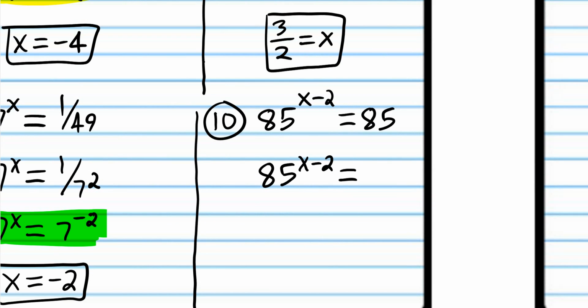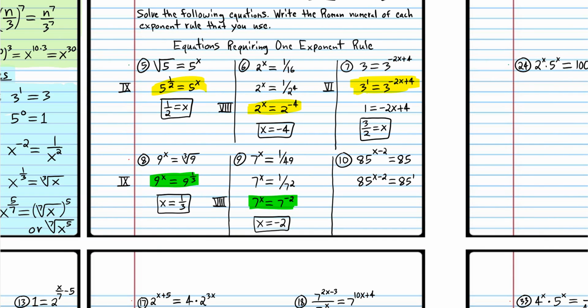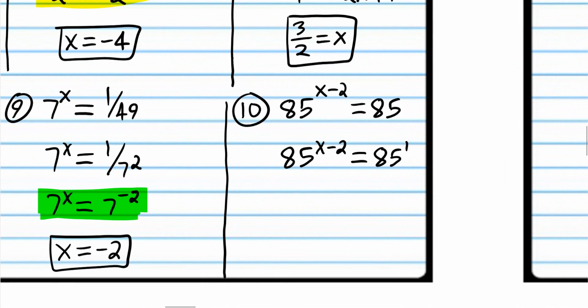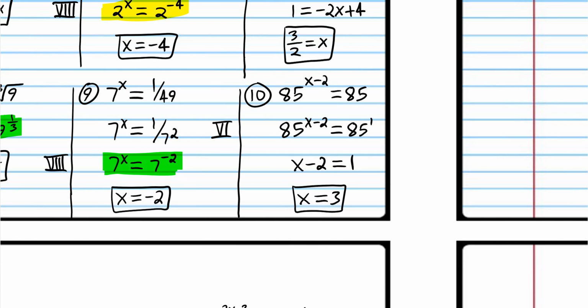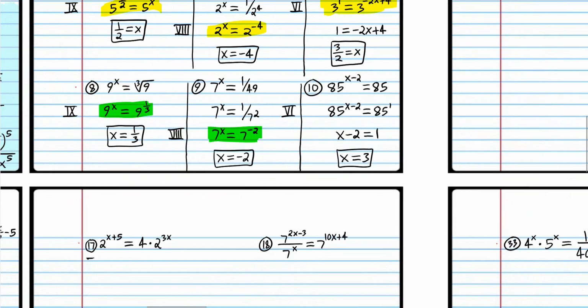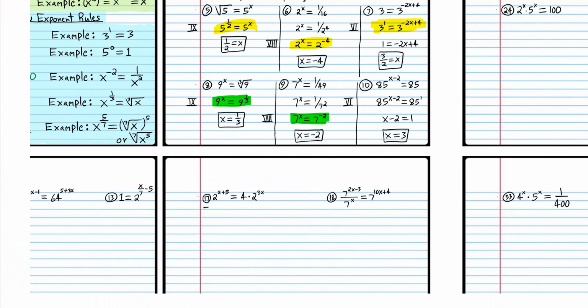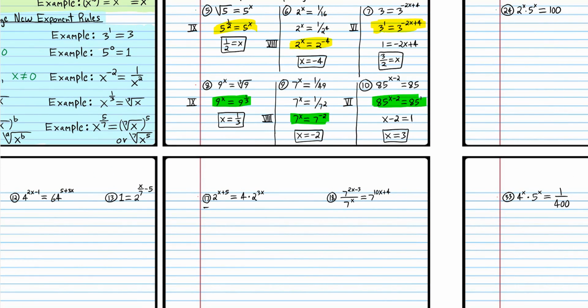So I'm going to rewrite 85 as 85 to the 1st power. And we're using rule number 6 there. And now the bases are the same, so x minus 2 obviously equals 1, and x is equal to 3. So if you got that answer, good job. Okay, and again, that was the expression we were looking for there.